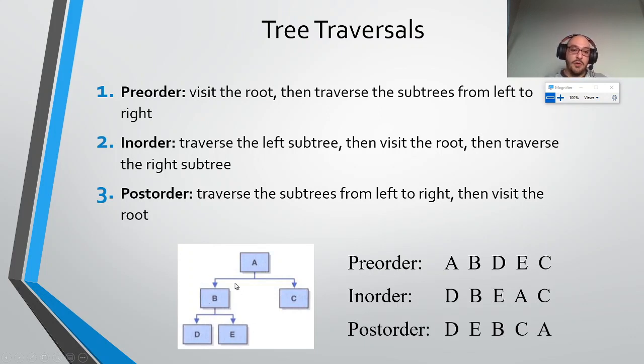Now that I have visited all the left-hand side, I still don't visit the root yet. I'm going to visit the right-hand side, and in this case it would be C. And I finally can go and visit A.